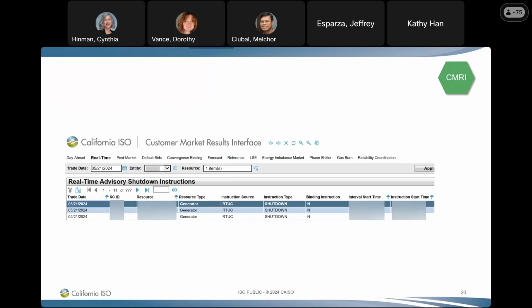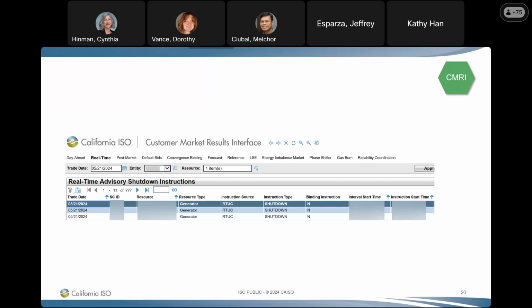As you can see, you will put in the trade date you're looking for and your entity, and then bring that up. This will show you the advisory shutdown instructions that you've received. It gives you the trade date, the SCID, the resource ID, the resource type, and the resource instruction will always be RTUC. The instruction type for this you should always see as shutdown. There are, of course, other instruction types, but for this report, we're looking for those shutdowns.